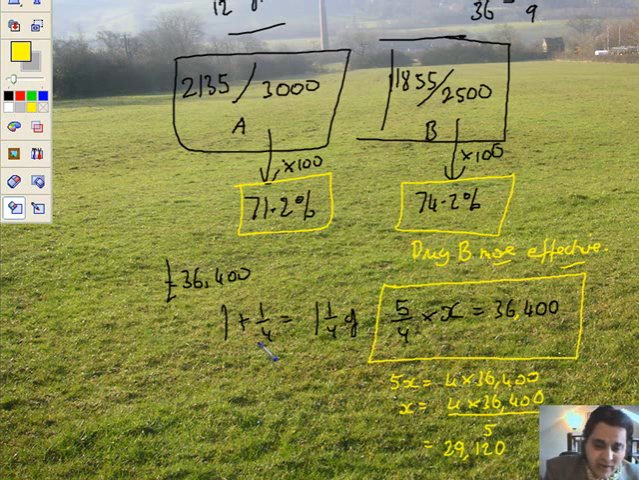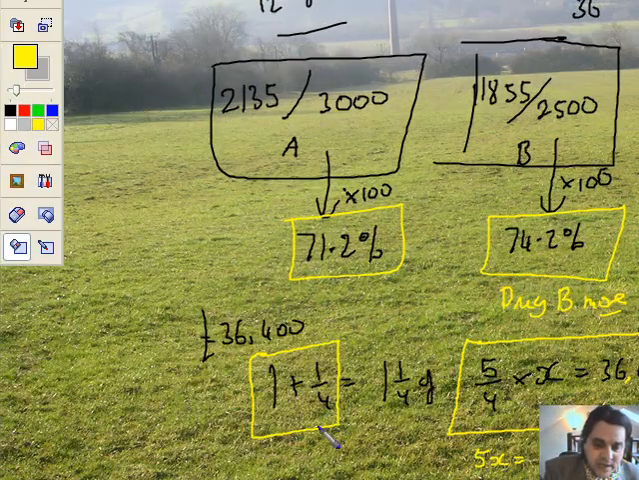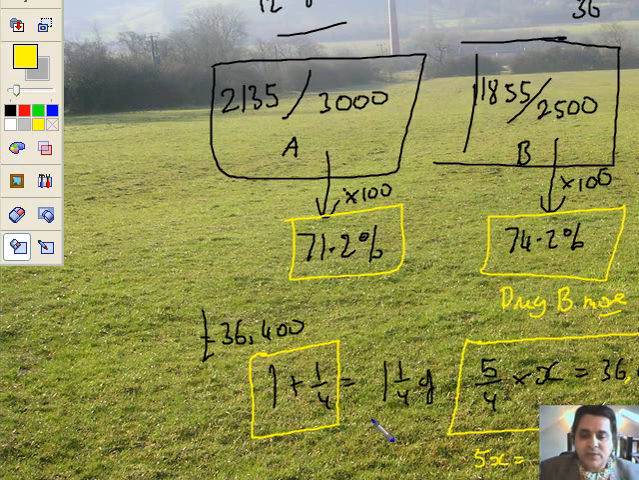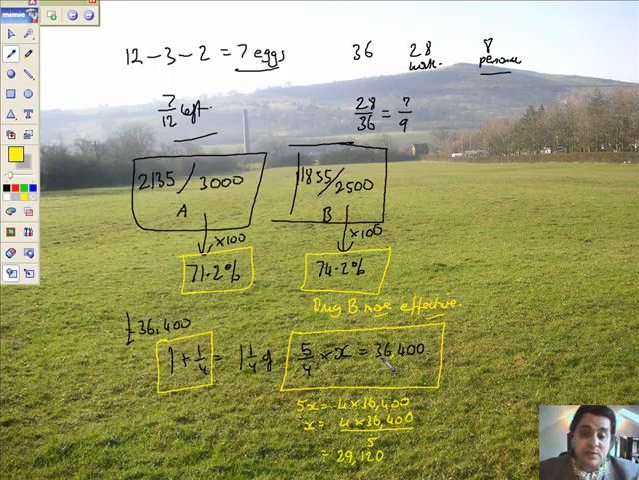The hard bit is getting your head around the fact that the 1 is his original salary, the quarter is a quarter of his original salary, so altogether he's got 1 1/4 of his old salary. And once you add on the quarter of the old salary, you end up with the new salary right there.